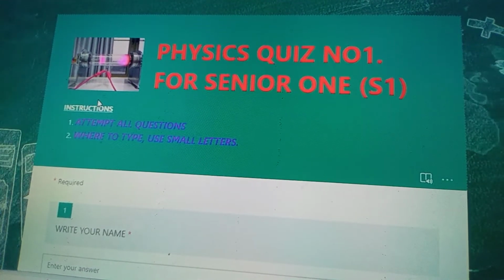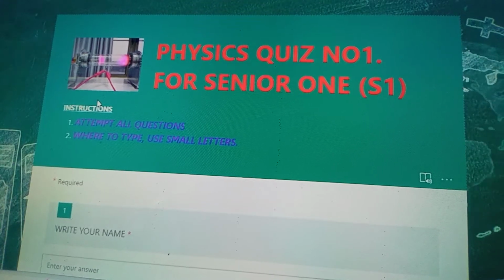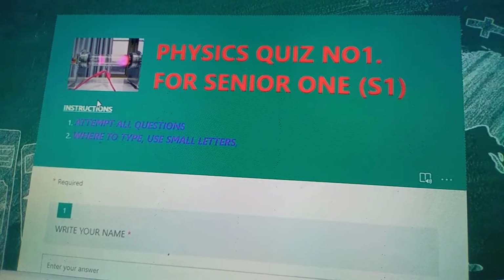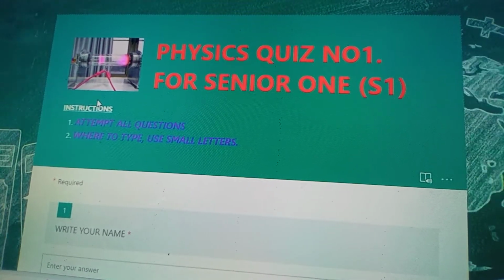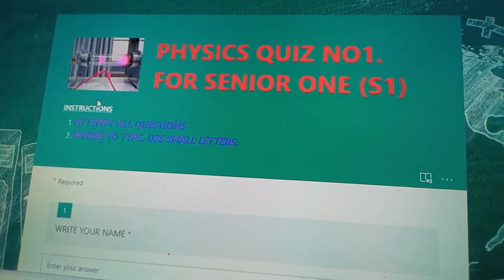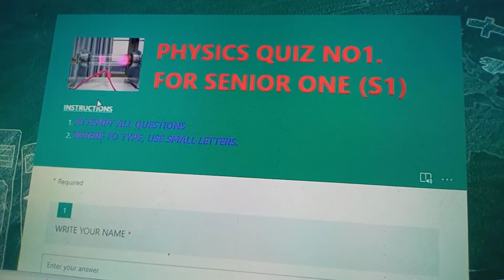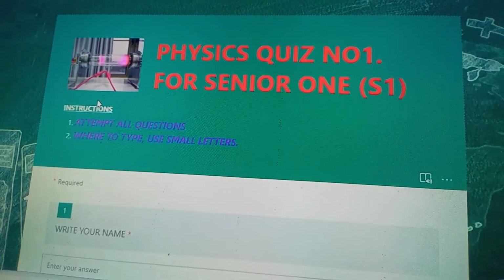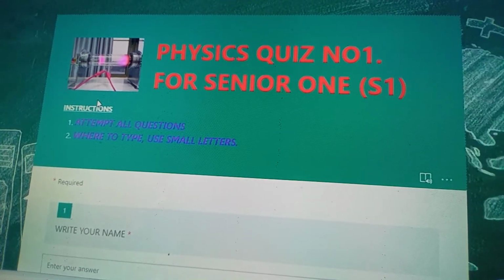Today we are going to look at how to do an online physics quiz. So this is physics quiz number 1. We are going to look at how to do it and get immediate feedback.